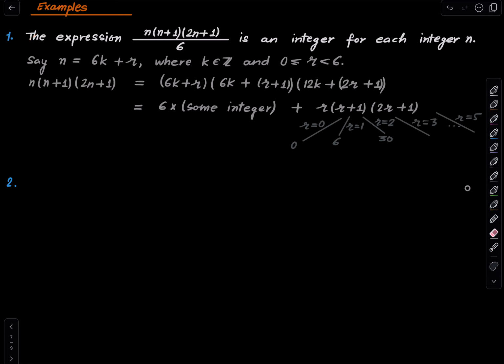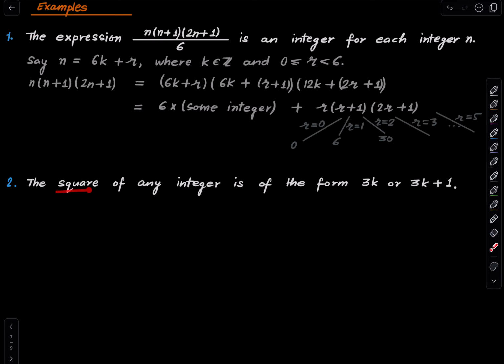Now let's see some other example. So we want to show that the square of any integer is either divisible by 3 or is of this form, 3k plus 1. So whenever you square an integer, you will never obtain an integer which can be written as 3k plus 2. Very interesting.